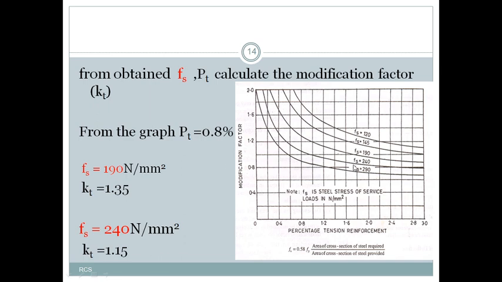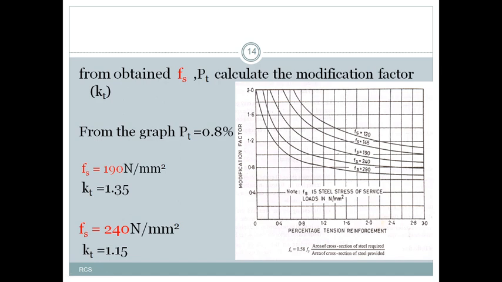Similarly for 240 Newton per mm square, for the same percentage of steel, that is 0.8, it comes here, between 1 and 1.2. My modification factor will be in between 1 and 1.2, so I have chosen approximately 1.15. You can choose any value between these two, there is no problem. For my convenience I have chosen these values, but the value should be within that limit only, not more than that and not less than that, right?